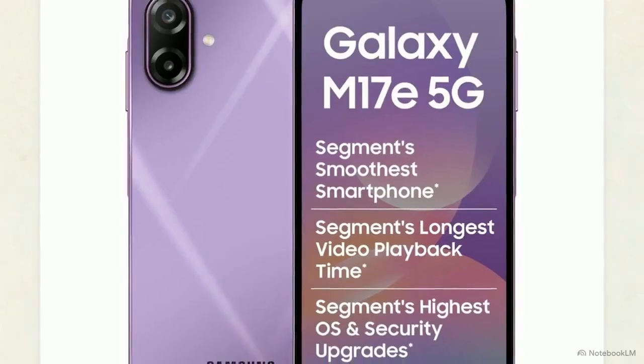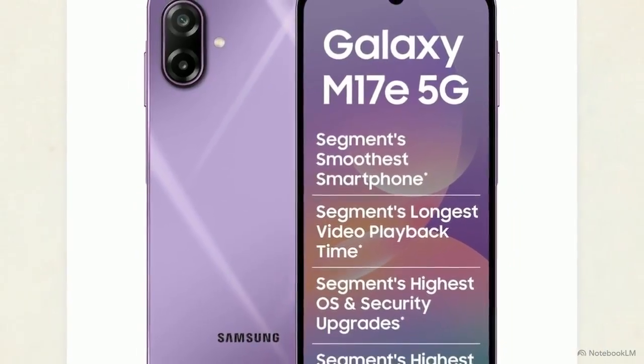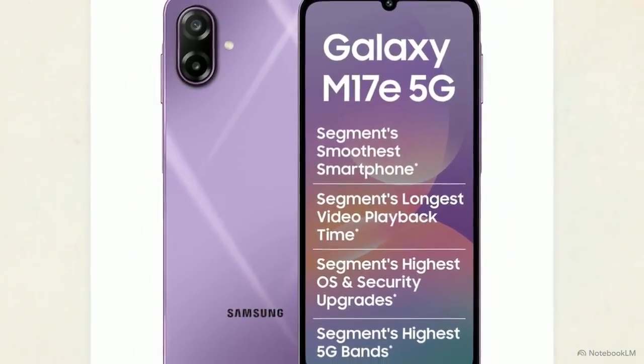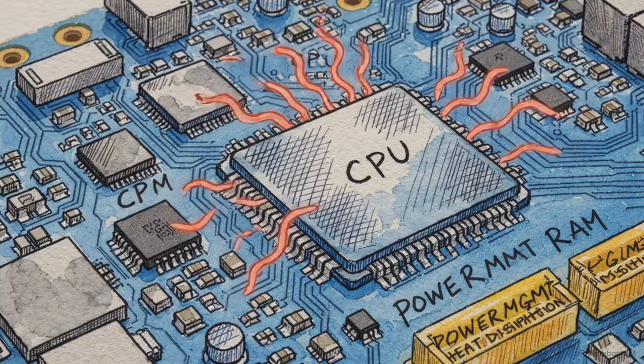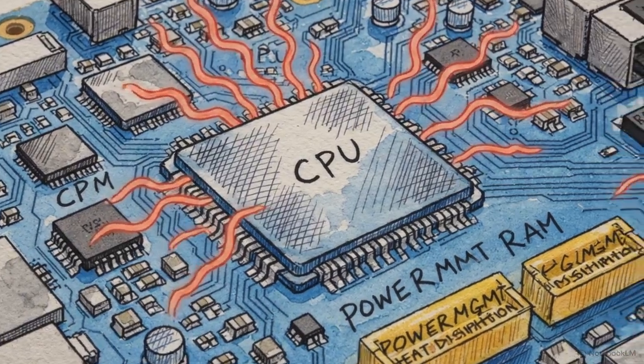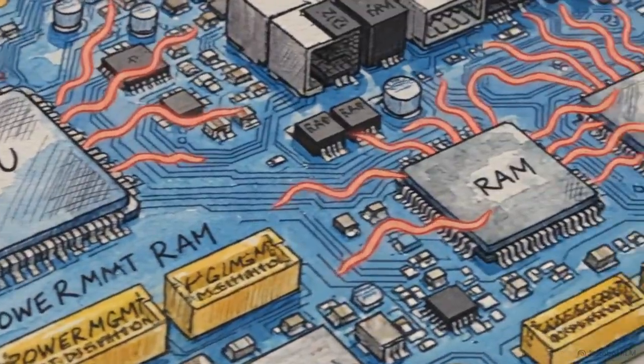A hardware spec sheet only lists the theoretical maximums of isolated components measured in a vacuum, but true device performance is dictated by the physical limits of system integration, memory bandwidth, and power delivery.